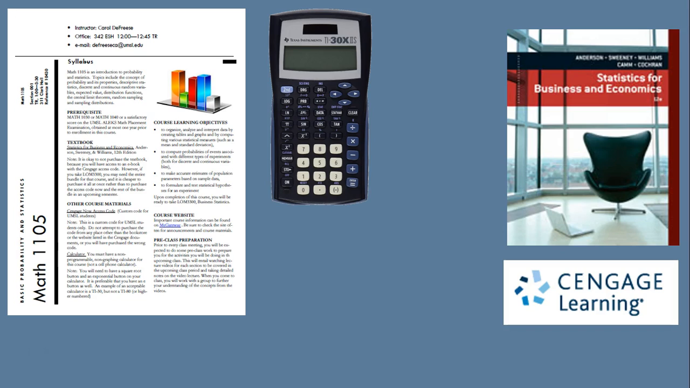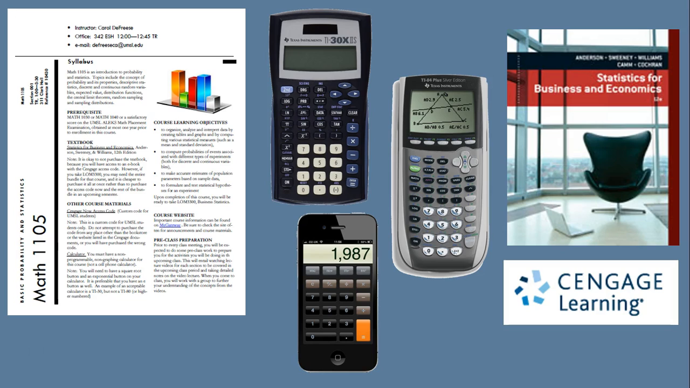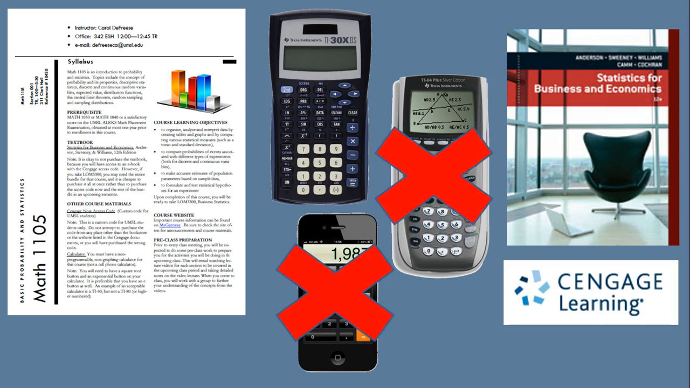You'll also need a calculator for this course. You need to make sure that the calculator has a square root key and an exponent key. But not every calculator is going to be allowed. You can't use a graphing calculator, and you also cannot use a calculator that's on a phone. Now, if you don't have a basic calculator like the TI-30 and you need to buy one, rest assured they're not expensive. You can usually get one for around $10.